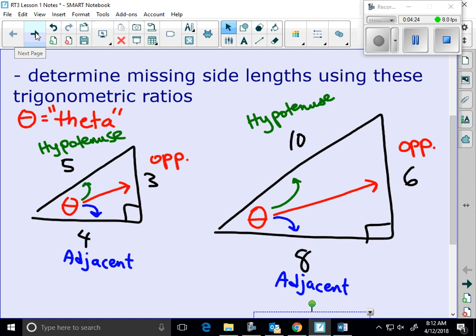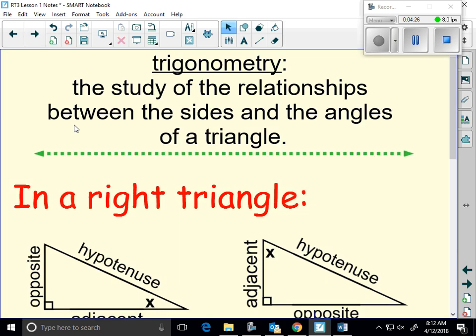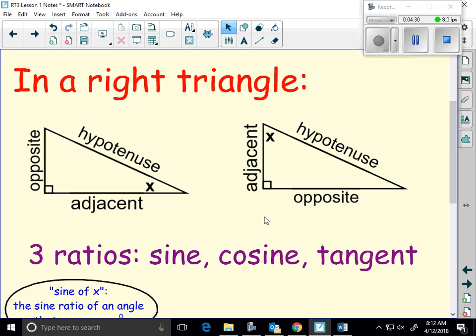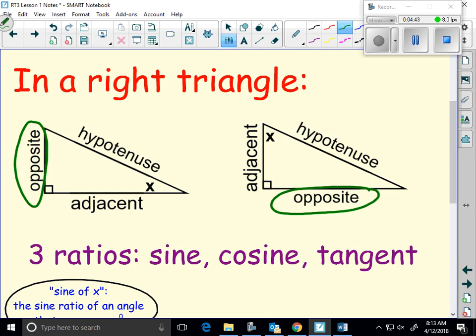Okay, let's move on to the next slide. It'll make more sense in a moment. Okay, like we just did on the last page, in a right triangle, we call these sides the opposite, adjacent, and hypotenuse. How come in the 2 diagrams we've changed the location of the opposite side? Because of the what, Wyatt?